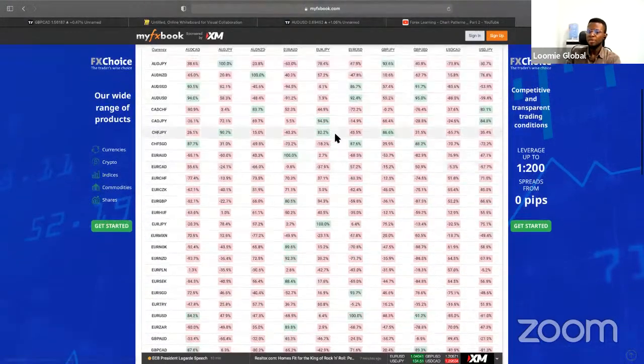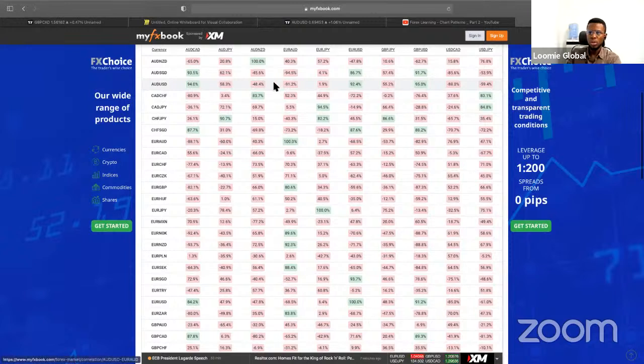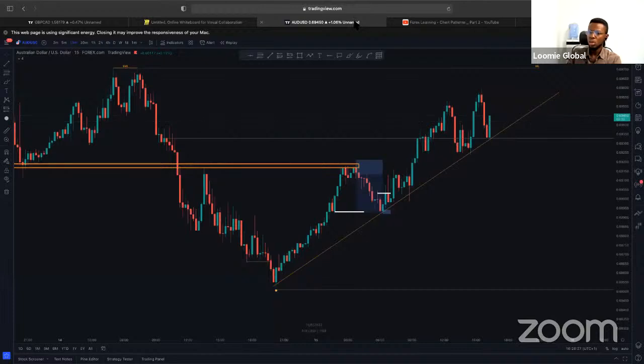So for instance, we were on AUD/USD and we saw one that was, where is it? Minus 91.2%. It means Euro AUD is inversely correlated, or negatively correlated, to AUD/USD. So when AUD/USD is going up, Euro AUD will be going down. So let us look at that, for example.